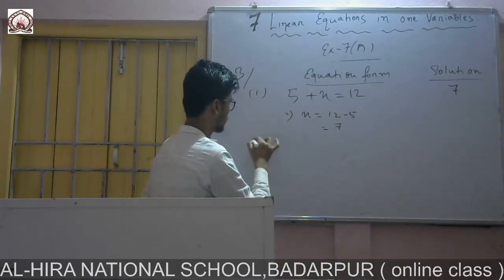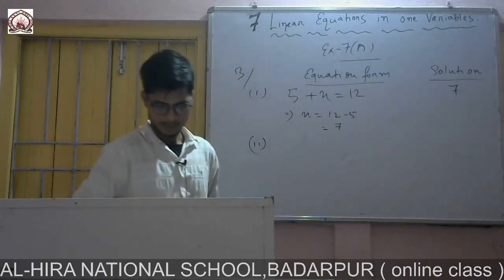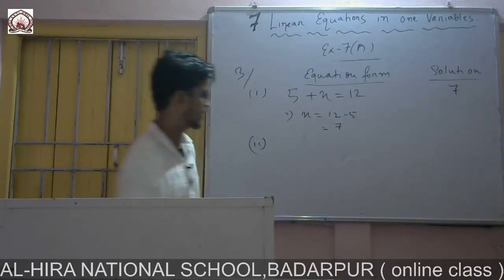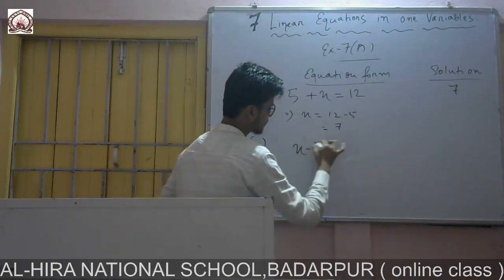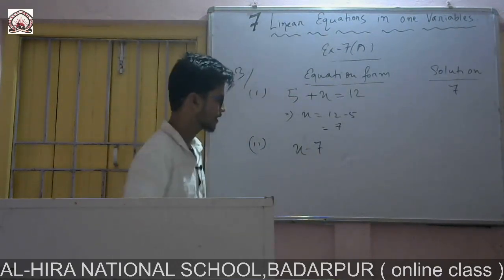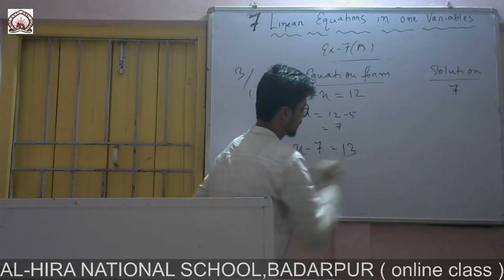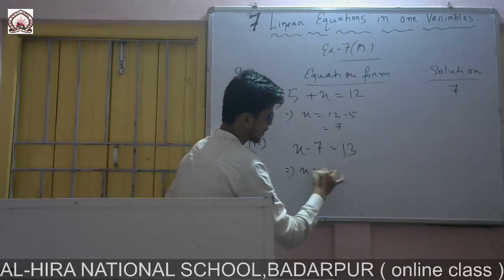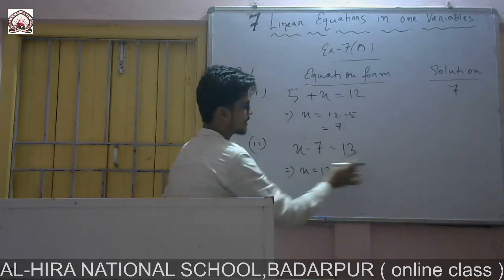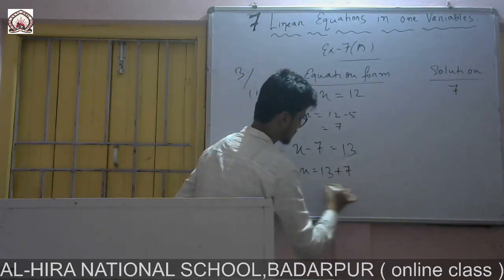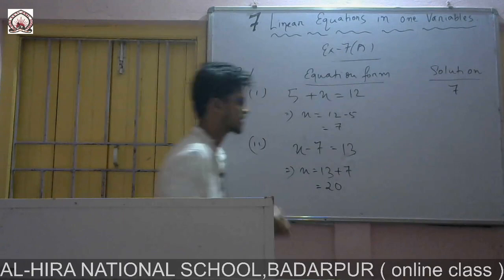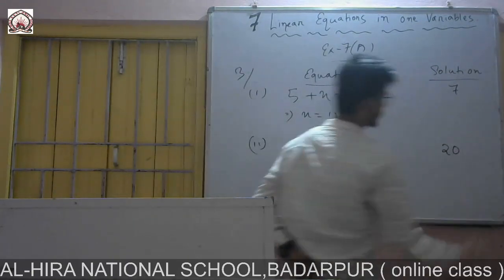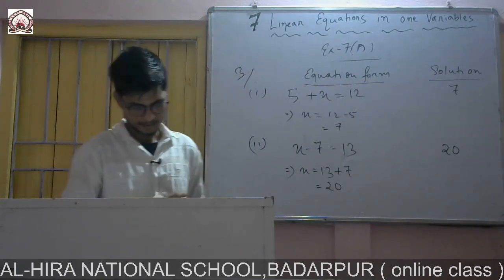So now see Roman number 2. x decreased by 7 is 13. x decreased by 7, decrease means minus, is 13. So if I solve this one, what I will get? x equal to 13, it is minus 7. If I change the side, it will be plus 7. So answer will be 13 plus 7 is 20. So the solution will be 20.